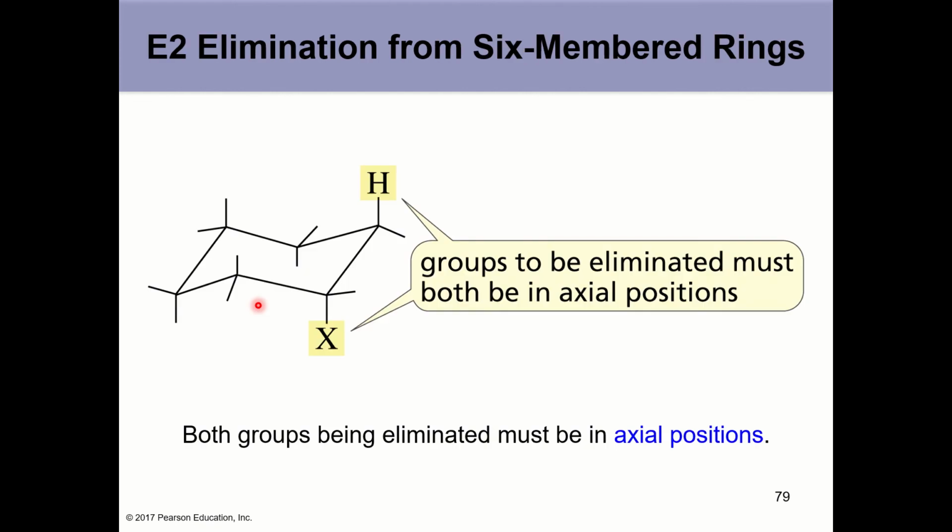E2 elimination from six-membered rings. We're going to talk about that next. It has some special rules because of the restriction of rotation in a ring.